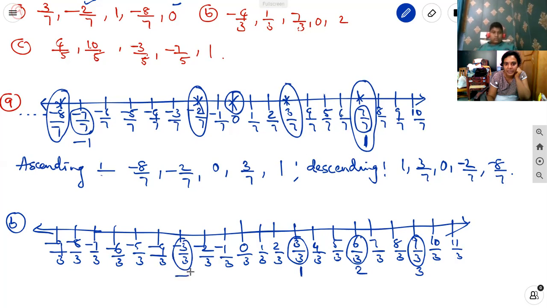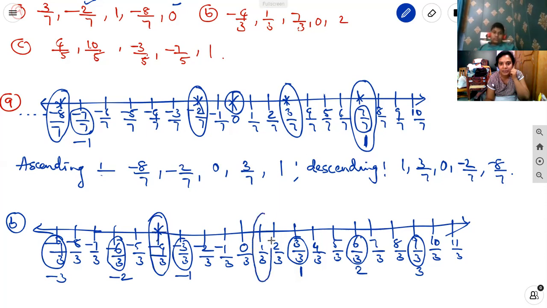Here, minus 3 by 3 is minus 1. Minus 6 by 3 is minus 2. Minus 9 by 3 is minus 3. Now locate minus 4 by 3. This is minus 4 by 3. Next, 1 by 3. It is 1 by 3. 7 by 3. 0 by 3 is 0. 2. 6 by 3 is 2.